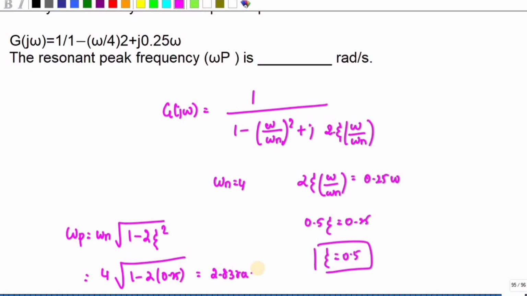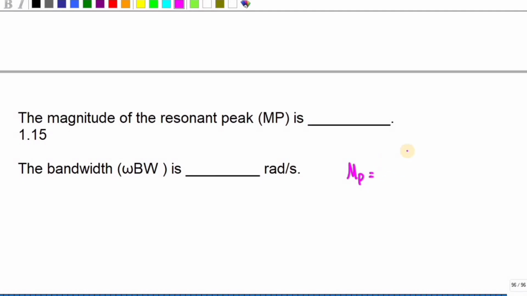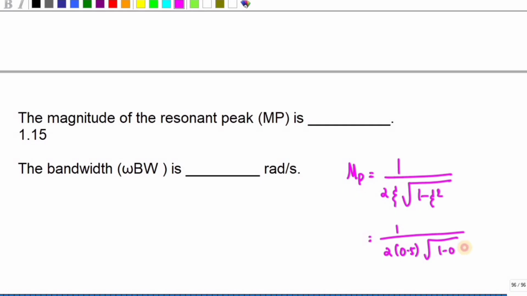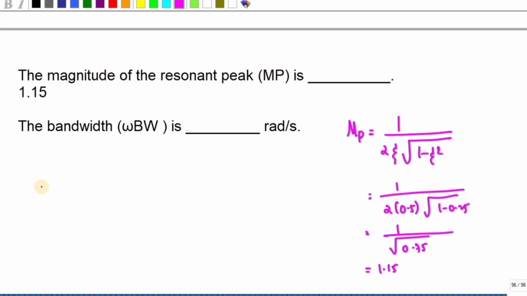Next, they are asked to find the magnitude of the resonant peak, which is represented as Mp, that is equal to 1 divided by 2 damping ratio into root of 1 minus damping ratio square. So we substitute the value of damping ratio as 0.5. On taking the multiplication and square root of this value, I will get the Mp value is equal to 1 divided by root of 0.75, that is nothing but 1.15.